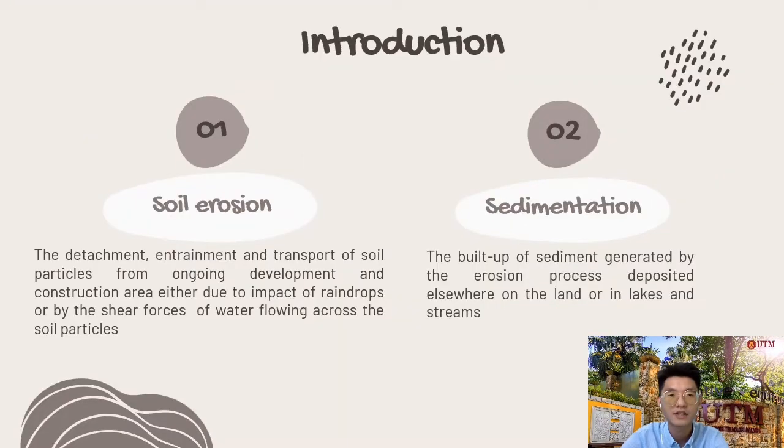For the introduction part, soil erosion is the detachment, entrainment, and transport of soil particles from ongoing development and construction areas, either due to the impact of raindrops or by the shear forces of water flowing across the soil particles. While sedimentation is the build-up of sediment generated by the erosion process, deposited elsewhere on the land or in lakes and streams.